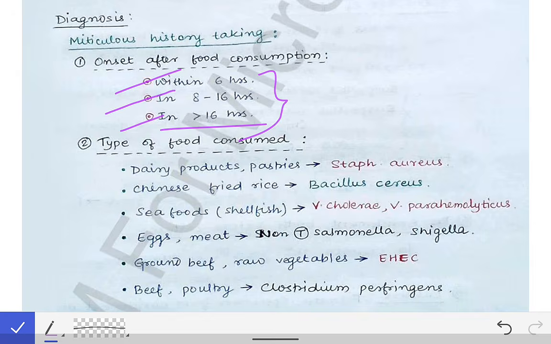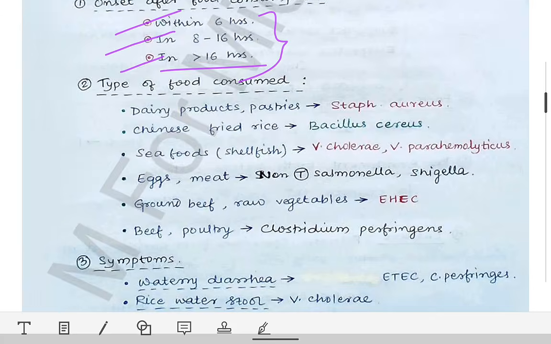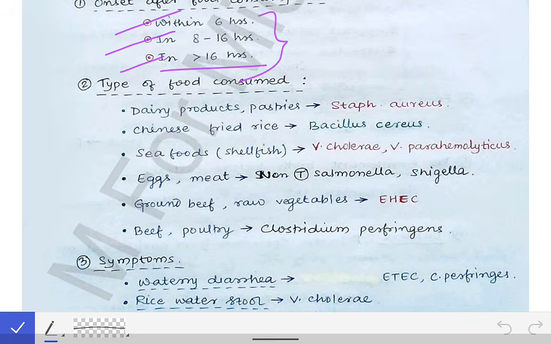Then you have to ask what type of food they have consumed, because again this will also help us narrow down to a particular microorganism. How will it do so? Let's see. If the patient says that they have eaten dairy products and pastries, then your suspicion will go to the Staph aureus.